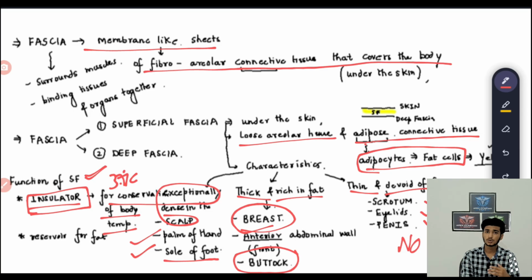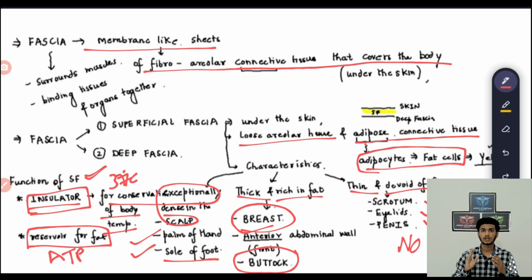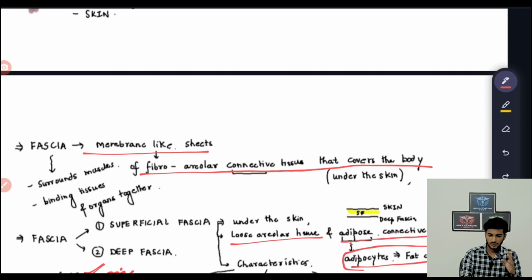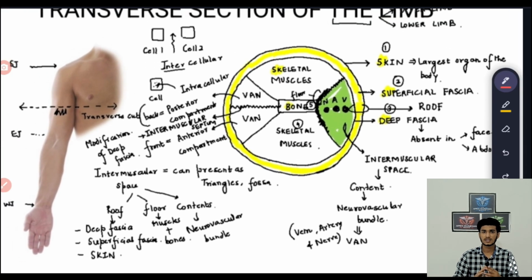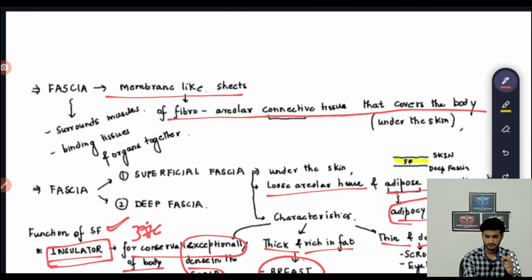After that, the superficial fascia will also act as a reservoir for fat. It will keep the fat stored inside it. So whenever you are in the starving phase, the fat is basically broken down into smaller substances for releasing ATP. After the superficial fascia, we will be learning the deep fascia. The deep fascia is a non-elastic, tough fibrous tissue layer.